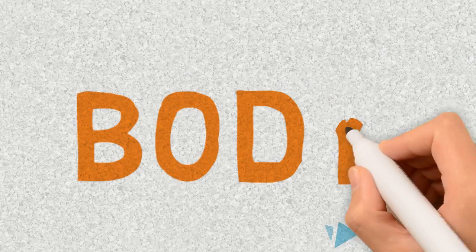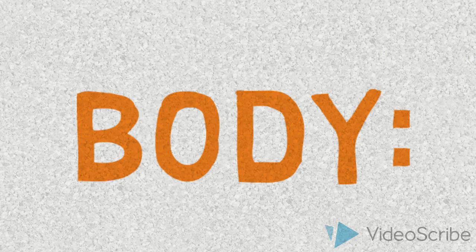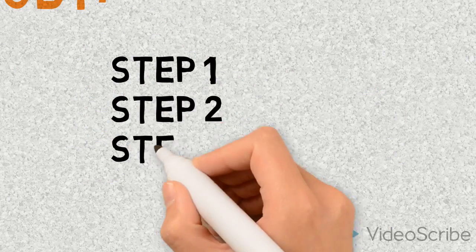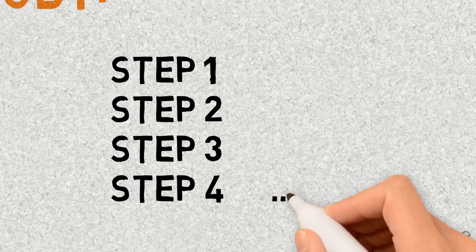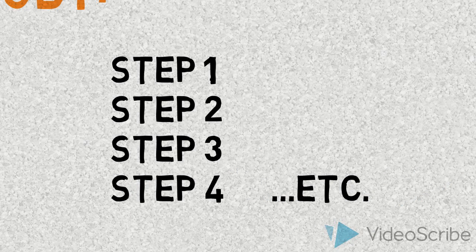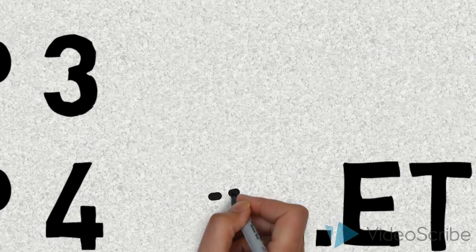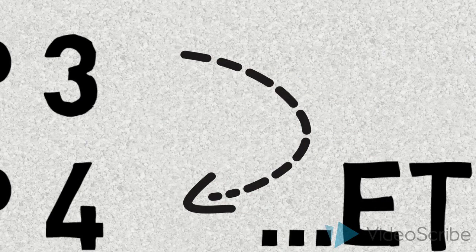In the body, you should explain each of the steps included in the process in great detail. You should use the subtitles Step 1, Step 2, Step 3, Step 4, etc. to guide your reader. Be sure to organize each step logically in the correct order. Also, try not to include too much information, as this can be confusing.